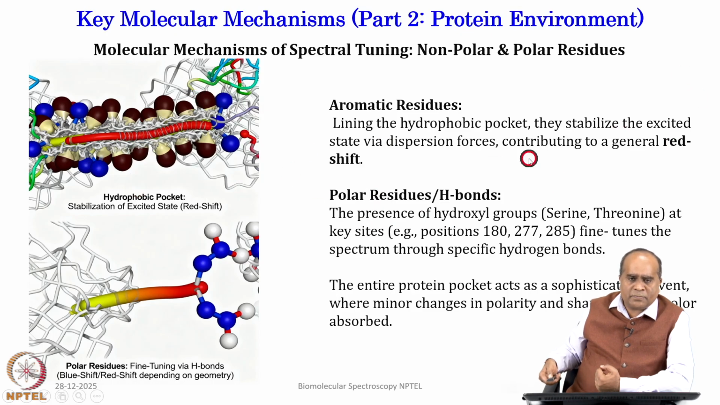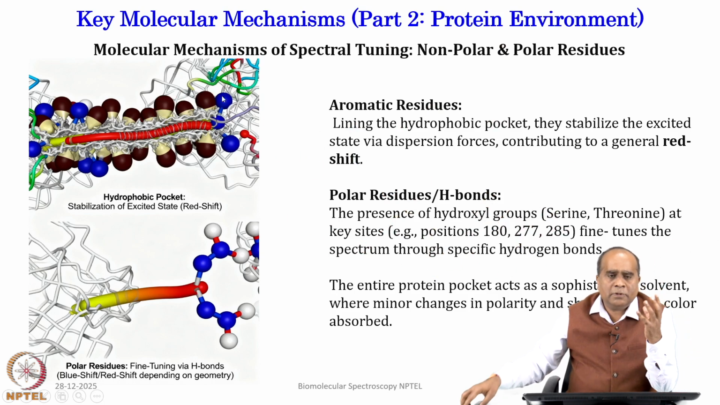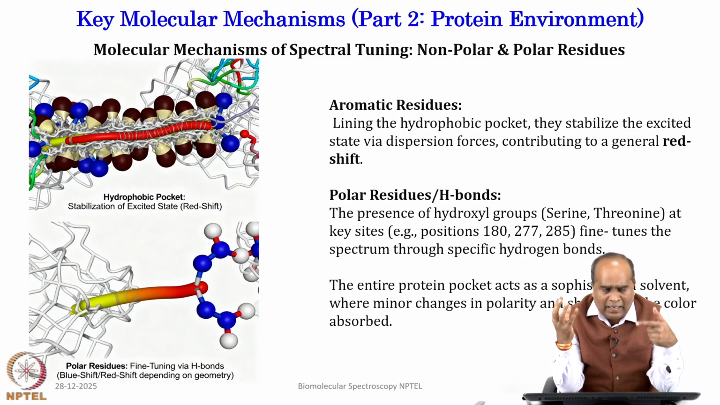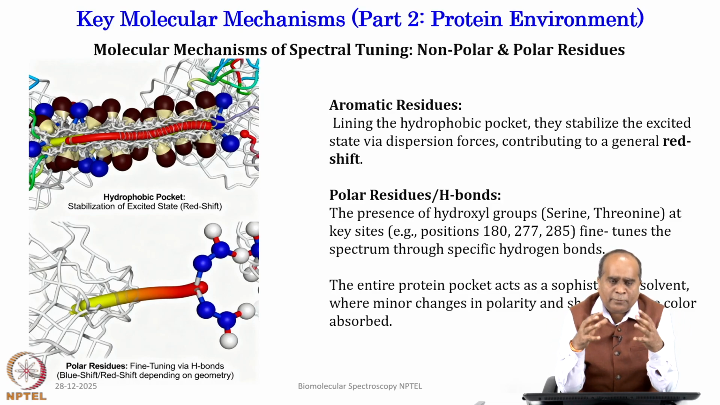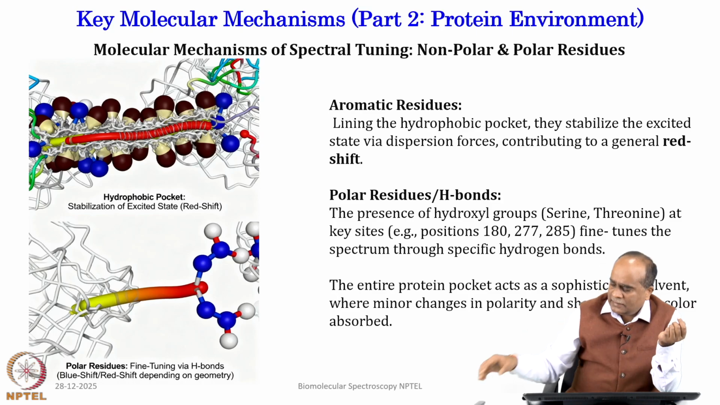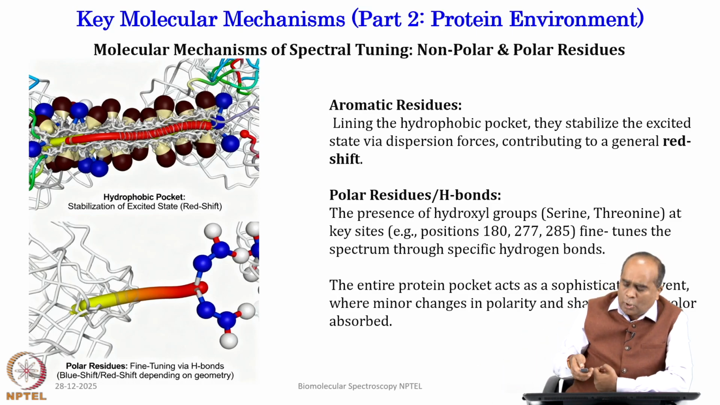So, polar residues and H bonds: the presence of hydroxyl groups like serine, threonine at key positions in the opsin protein, like 180, 277 and 285, fine-tunes the system through specific hydrogen bonds. So, in this receptor and ligand, where the chromophore binding happens, multiple forces come into the picture. If you have done protein structural aspects, in the protein the hydrophobic interaction happens, the London dispersion force happens, hydrogen bonding is there, electrostatic interaction happens and disulfide bonds are there. In this case, all these forces help in stabilizing the ground state or excited state.